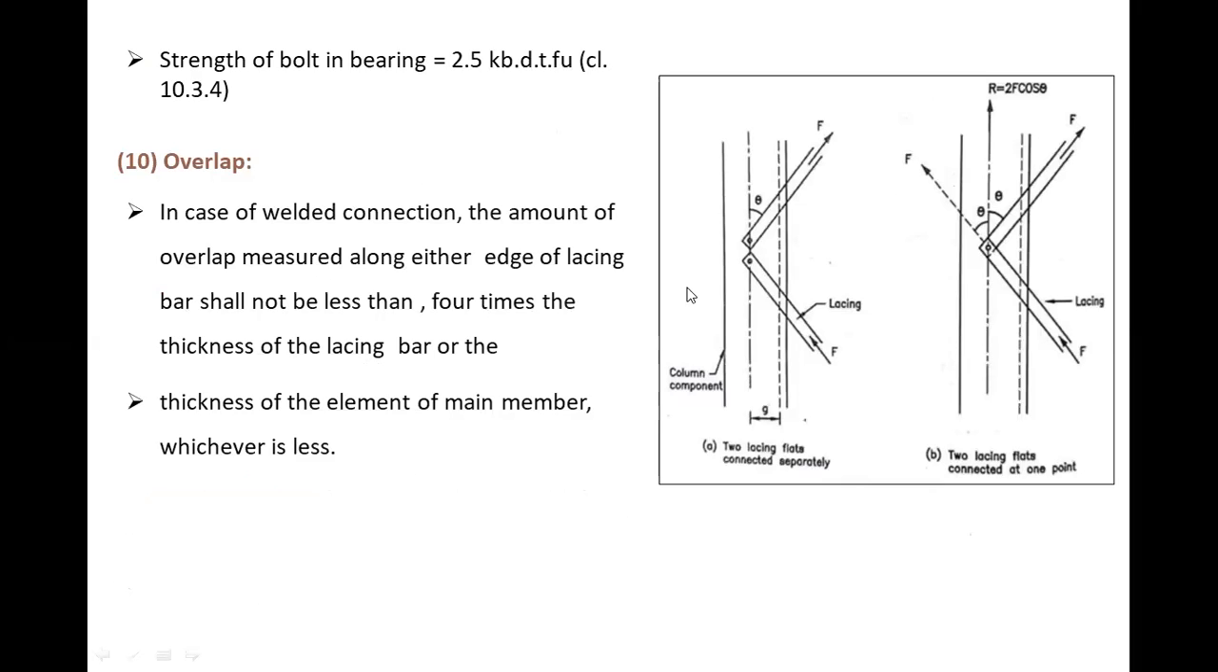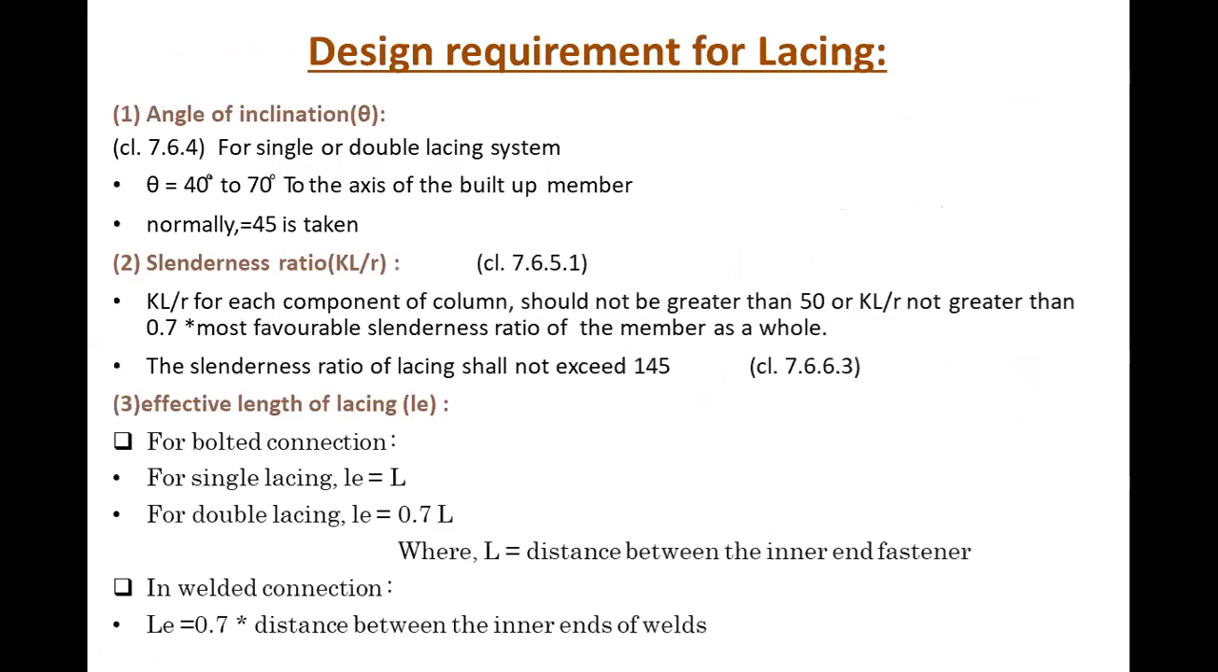Right. So here two different cases are given. First one is two lacing flats connected separately, and the second case is two lacing flats connected at one point. So this end connection for case 1 and case 2 is for that, right? So case 1 is connected separately, and second case is connected at one point. Our 10th criterion is overlap. In case of welded connection, the amount of overlap measured along either edge of lacing bar shall not be less than 4 times the thickness of the lacing bar or the thickness of the element of main member. Take whichever is less, right? So this is our overlap condition. So these 10 criteria must be satisfied during the design of lacing system.